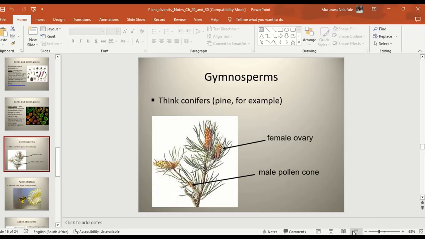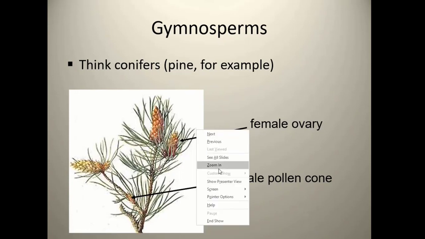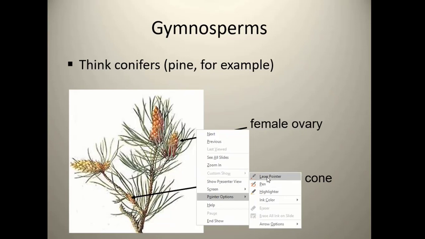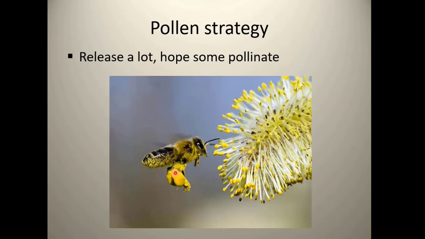So here, as we continue with the gymnosperms, I'm sure most of you have seen this once. Let me bring back my pointer. Here we go. You think of pine, for example, and the female cone and the male cone; that's how you can differentiate between these two. And then there's the pollen strategy. I think most of us know about this, where a bee plays a part.